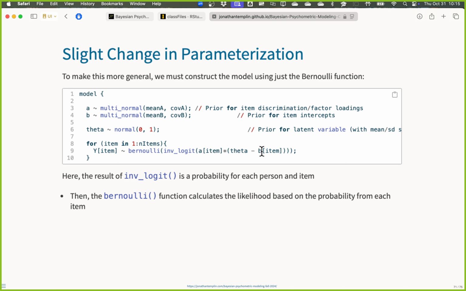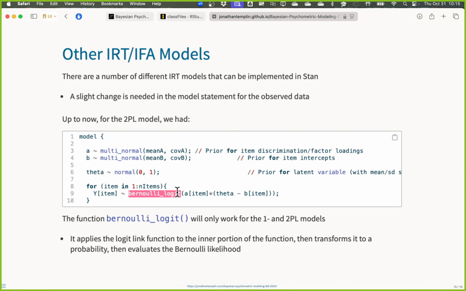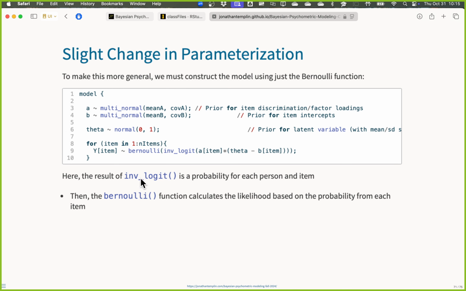So we can take our linear predictor from IRT, A times theta minus B, and put that into the inverse logit function. Inverse logit is E to that over 1 plus E to that. So that's the conversion to probability. It's a slight change. Instead of having Bernoulli logit and just passing to it the inside part of the exponent in the IRT model, we just say Bernoulli, and we pass to Bernoulli the inverse logit function, and inside that, the IRT model's linear predictor.